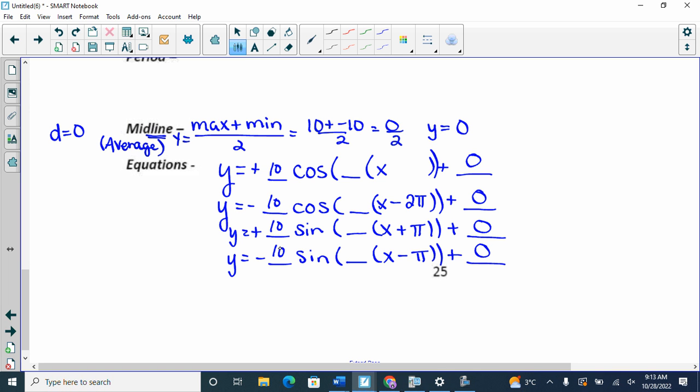Because remember, the A, the B, and the D are the same in all of them. All they are is just a shift away from each other, right? All that changes on all of these is the shift. Well, and the positive and negative signs because of the reflections. Okay?